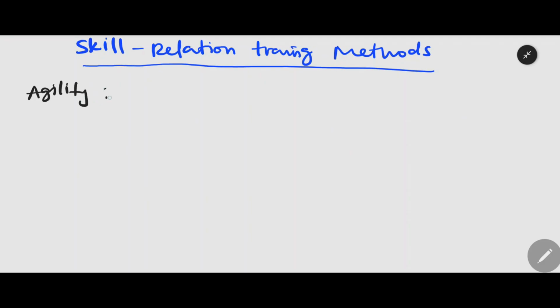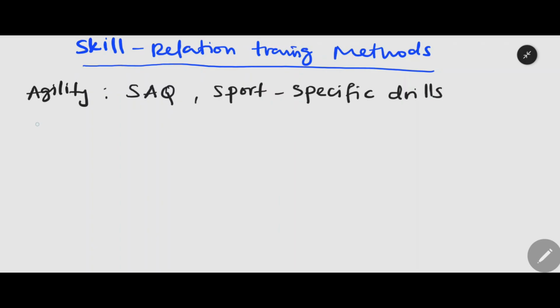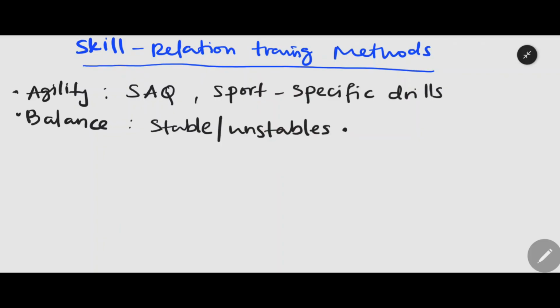So for agility, we have something called the SAQ and also other sport-specific drills. Different sports have their own specific drills that can be slightly different. So sport-specific drills. For balance, we can train balance on stable or unstable surfaces, and that can help to train static and also dynamic balance.